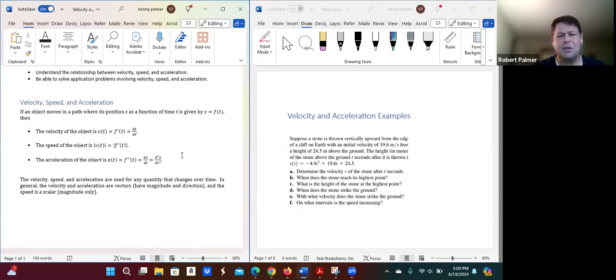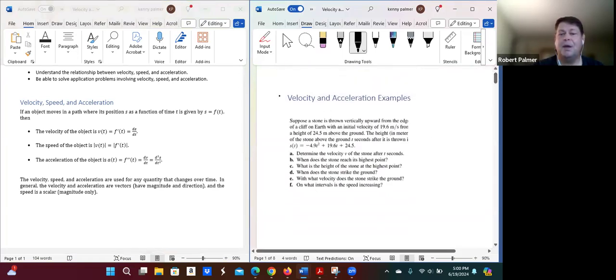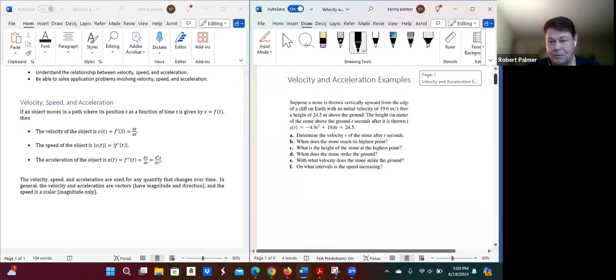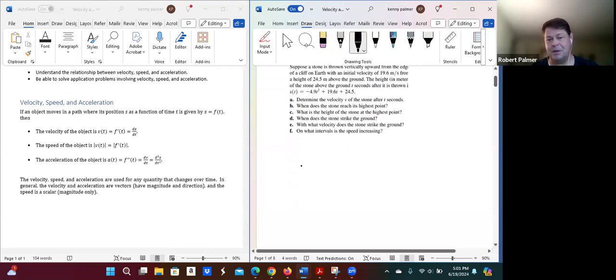So let's practice these ideas and look at some examples. Let's come over here to the right and look at this one. This one is actually out of a textbook. It says, suppose a stone is thrown vertically upward from the edge of a cliff on Earth with an initial velocity of 19.6 meters per second. That's how fast you're throwing it up. And from a height of 24.5 meters above the ground. Then it gives the height in meters of the stone above the ground t seconds after it's thrown by this equation. Let's draw a really basic picture of what this looks like.